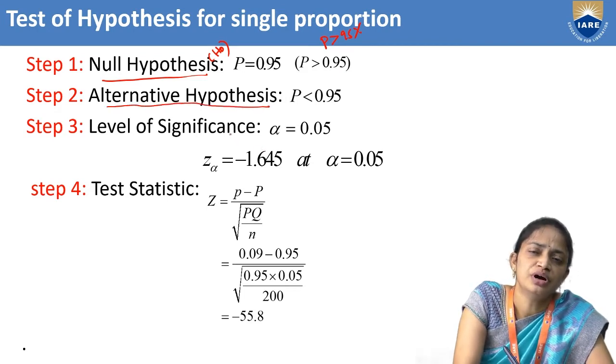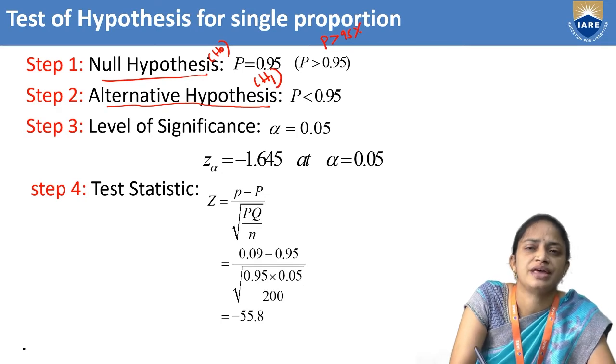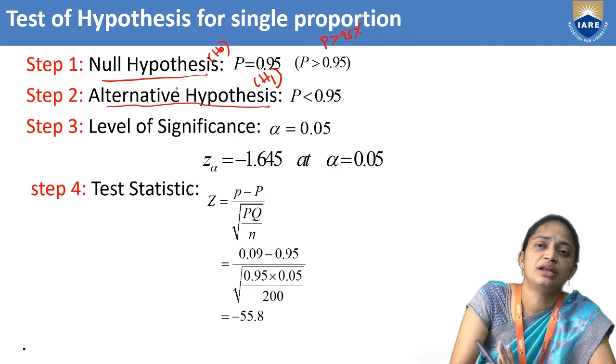Next, step 2, the alternative hypothesis. Alternative hypothesis is always denoted with H1. All of you know this already, we have discussed it in the previous 3 sessions. The alternative hypothesis is the opposite of the null hypothesis; it differs from the null hypothesis.